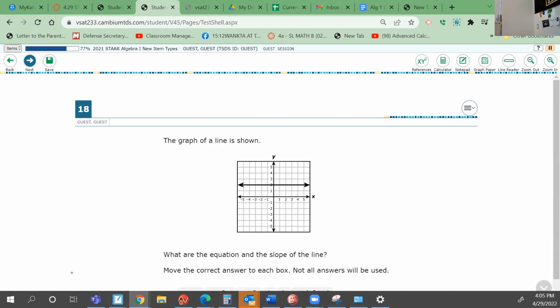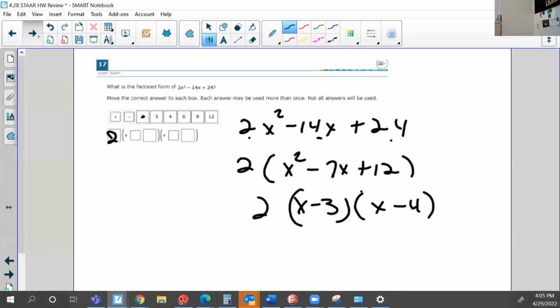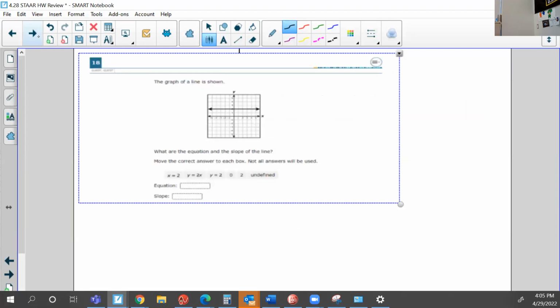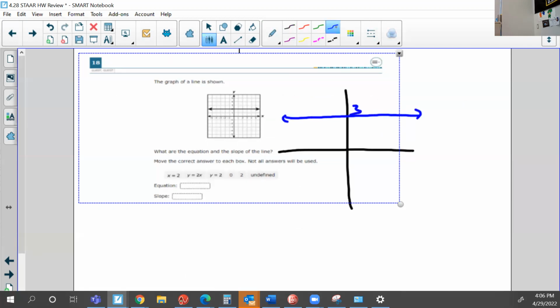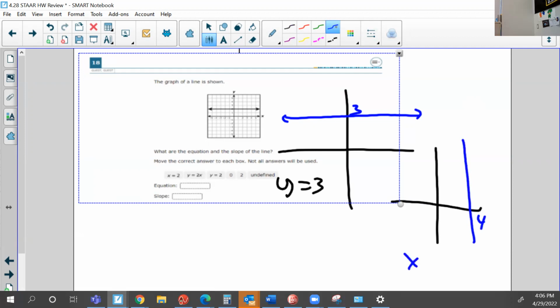Again, this is a pretty easy one, but a lot of kids miss this one because they completely forgot how to do this. They ask you what's the equation of the line. So remember, if you have a graph like this, if the line is horizontal and goes through 3, the equation is y equals 3. If the line is vertical and goes through 4 on the x-axis, then the equation is x equals 4.